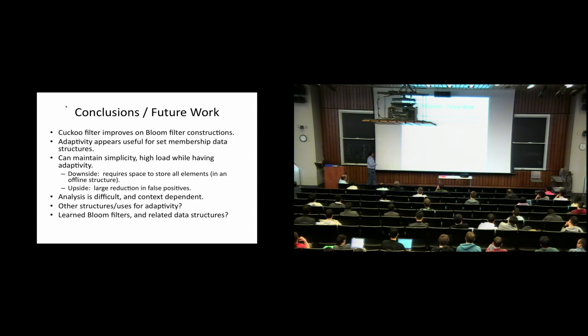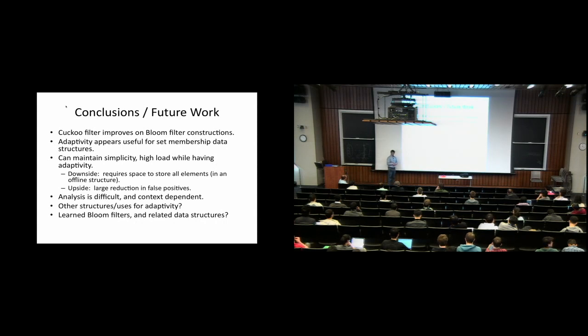The nice thing about these sorts of data structures, Cuckoo filters, adaptive Cuckoo filters, and so on, is that they do the job of keeping things simple while allowing for high load, which is what you really want in these sorts of systems. Things that are easy to understand and code up, but also that have good performance. For adaptivity, there's a downside that to be adaptive, you actually do have to store all the elements because you're going to have to be checking them for false positives. On the upside, you get a large reduction in the overall number of false positives in many practical situations.